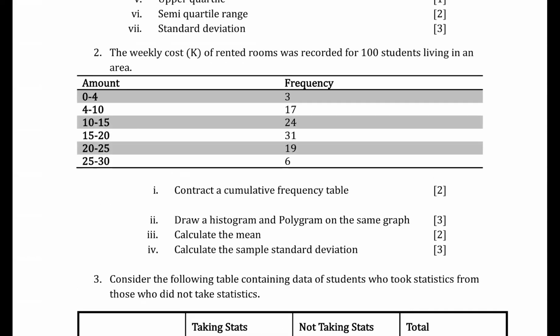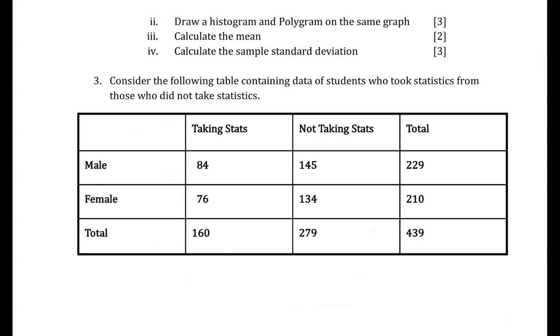Here's the other question now. The other question is, consider the following table containing data of students who took statistics from those who did not take statistics. Just like the example we had last time, you remember in class, under statistics, we have total number of male, 229, total number of female, 210, and all of them in total, 439. Others took statistics, others did not take statistics. Got it? There is a contingent table.